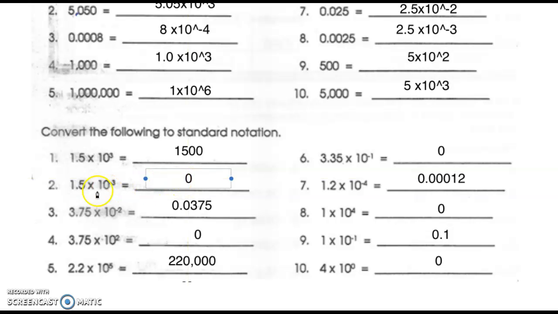Okay, so now when we're going the opposite direction, negative exponent means I have a decimal number. So it's going to be 0 point something. It's going to be 0 point, and I have to move my decimal 1, 2, 3 spots, which means I have to enter 2 zeros. So it's 0.0015.